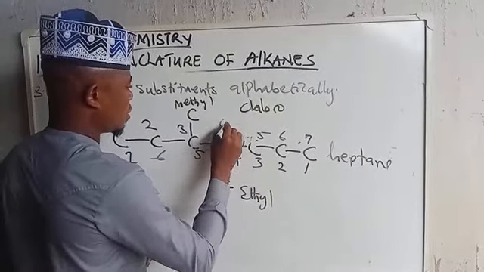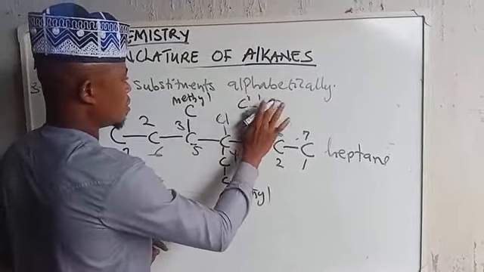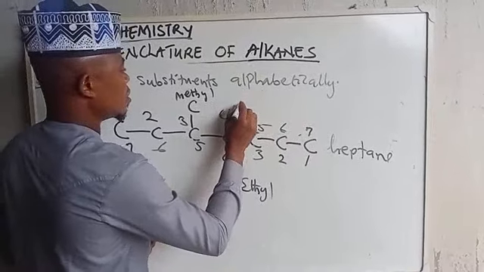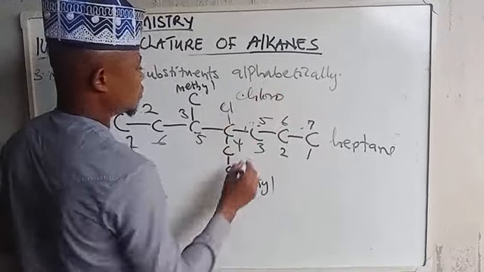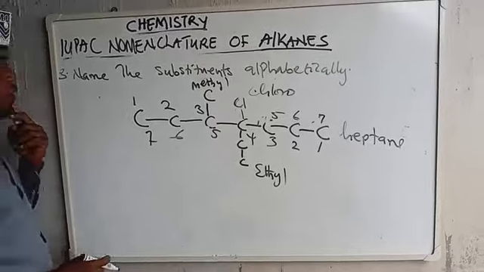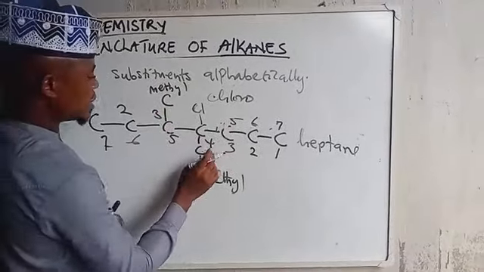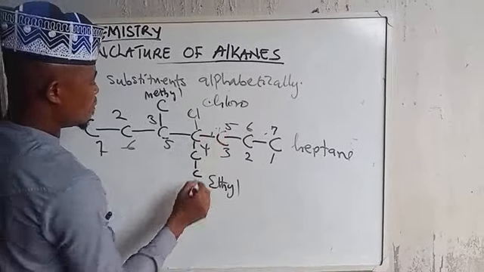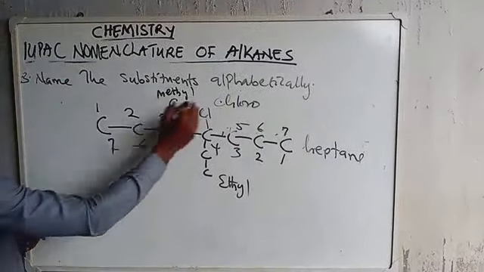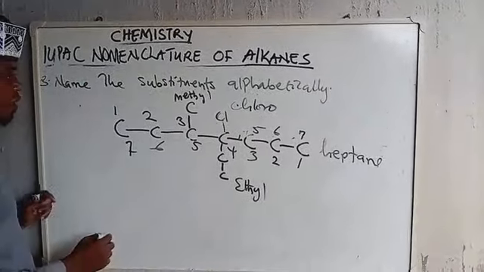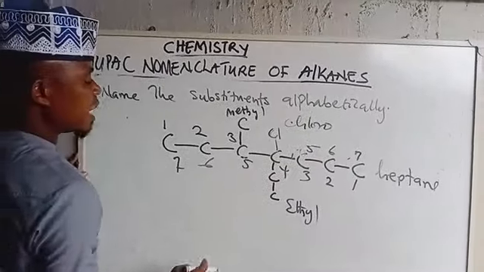Let the chloro come here. So this is going to be our chloro. So that will be very clear. Now from this side, this is on carbon 3, while on this side, the first side chain is on carbon number 4. So we're going to name from the side that gives the side chain the smallest possible number. Now, but remember you are going to name them alphabetically.